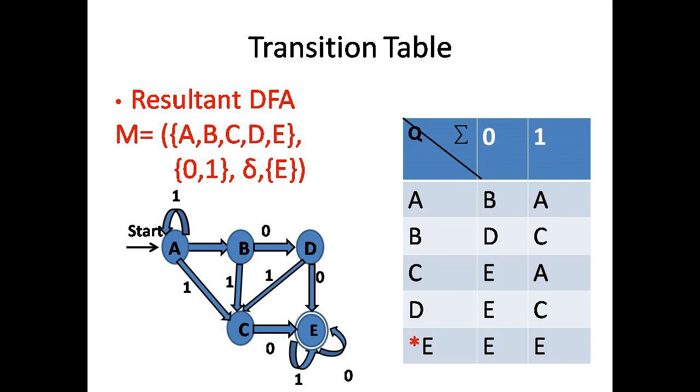The resultant DFA we can denote as M equals, Q is the set of states, that is, states A, B, C, D, E. The next tuple is the input symbols. The inputs are 0 and 1, and delta is the transition function. By using this transition diagram, we can draw the transition table, as shown in the table, and E is the set of final states.